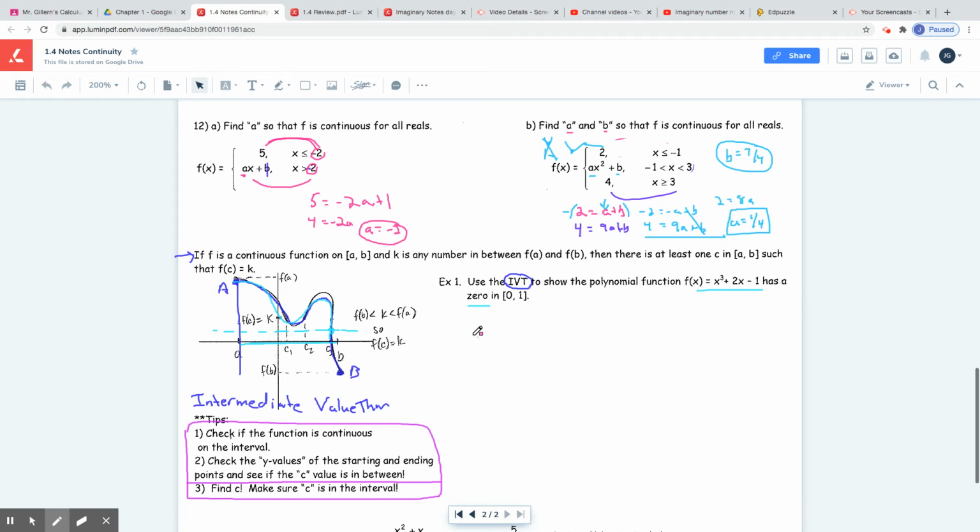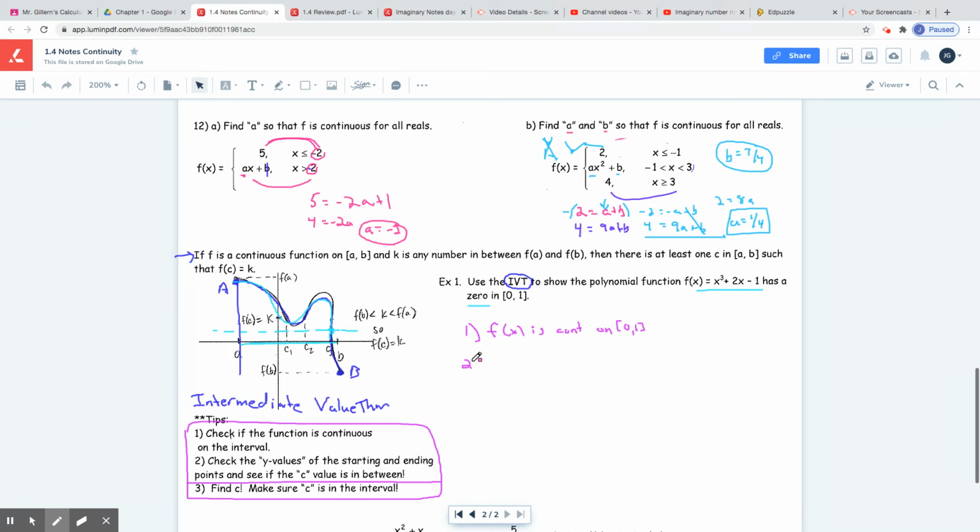So the first step that we are always going to do is check if the function is continuous on the interval. Well, this function is not a fraction. It's not a piecewise. It's not a greatest integer. The only thing you really need to worry about is looking for a fraction. It's going to be continuous. So what you have to write is f of x is continuous on the interval, in this case, 0 to 1. Just say that it's continuous, meaning we know there's no holes, jumps, or asymptotes.